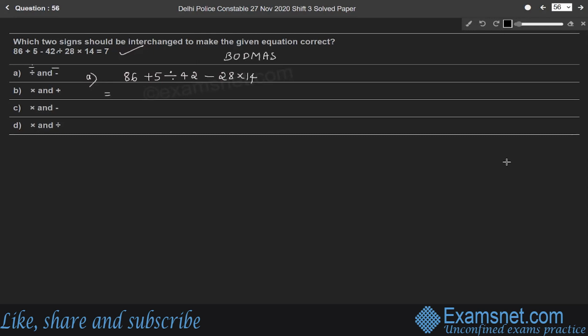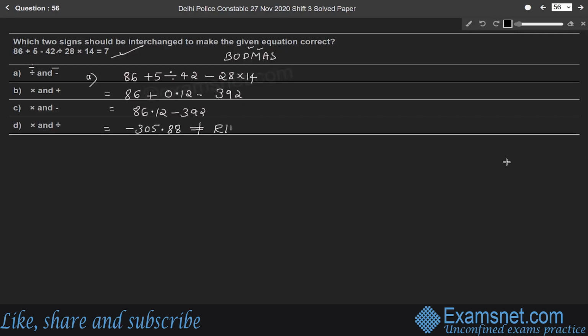So let us start with the division first, and simultaneously you can go with the multiplication also. So here 86 plus 5 divided by 42 is 0.12. 28 into 14 is 392. So 86.12 minus 392 is equal to minus 305.88, which is not equal to the RHS, that is 7, right?